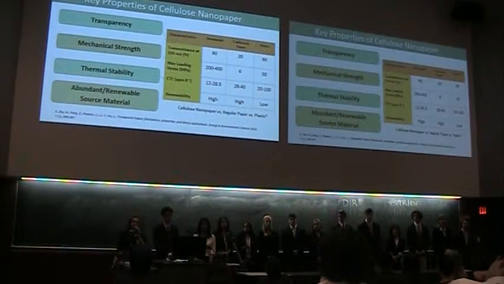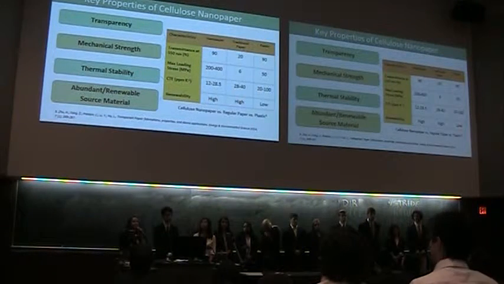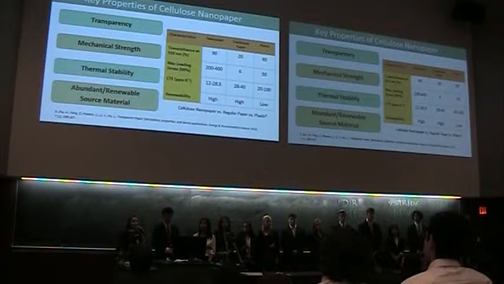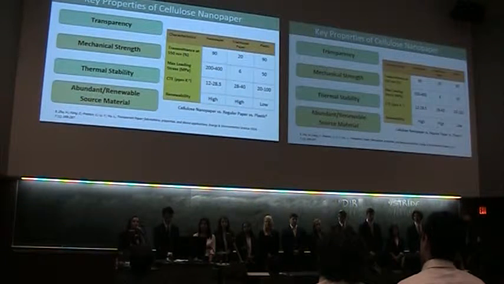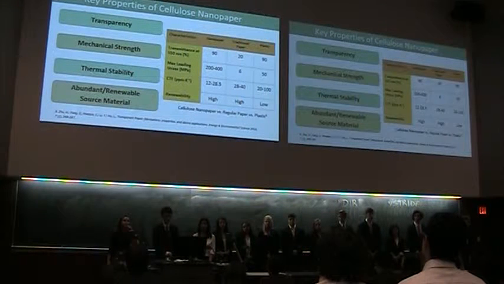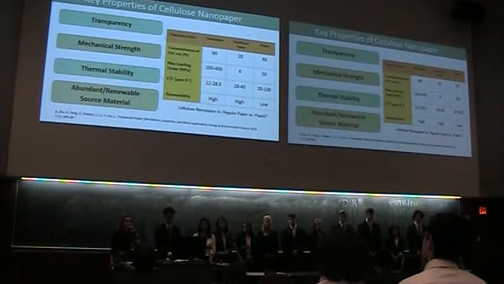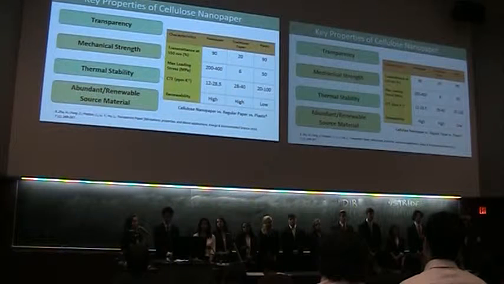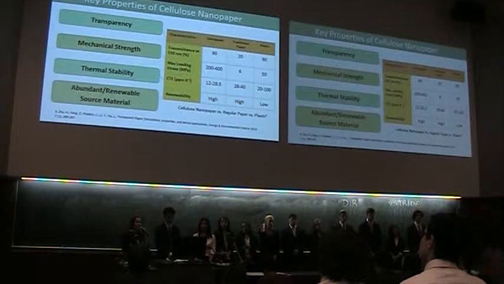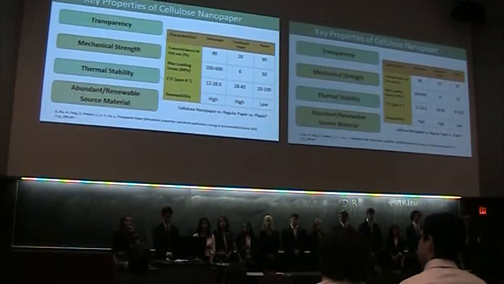So why should you care about CNP, as we call it? First of all, it has a transparency comparable to plastic. It also has a mechanical strength that far outstrips plastic in terms of its maximum loading stress. With regards to thermal stability, it has a low coefficient of thermal expansion, which is very important for electronic applications. And finally, as we've discussed, it's an abundant and renewable source material alternative.